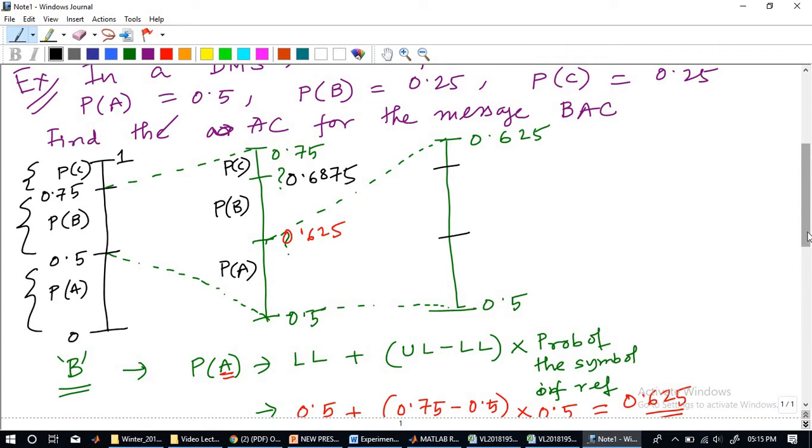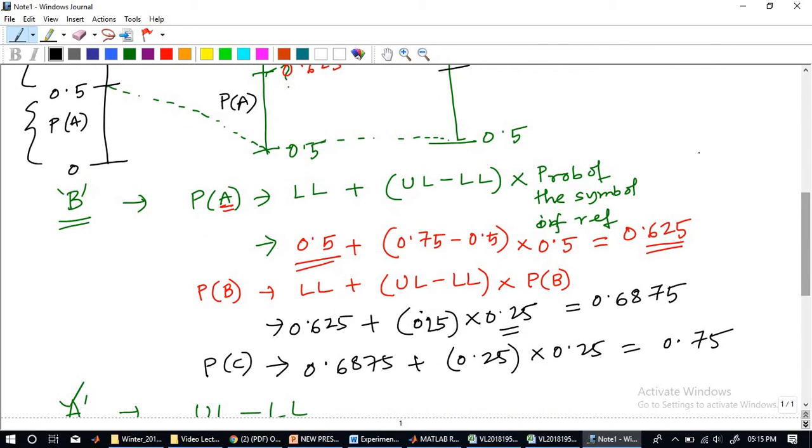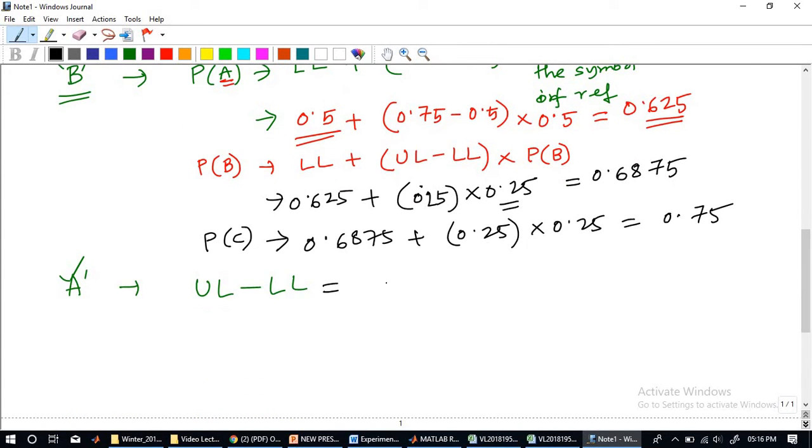Taking the help of the first reference, LL plus UL minus LL multiplied by the probability of the symbol of reference. What will be UL minus LL? 0.625 minus 0.5, 0.125. Now this 0.125 will be constant all throughout for this segment's calculation of UL minus LL. Don't change it. But your lower limit for each and every probability will go on changing. So calculate and tell me the answers.